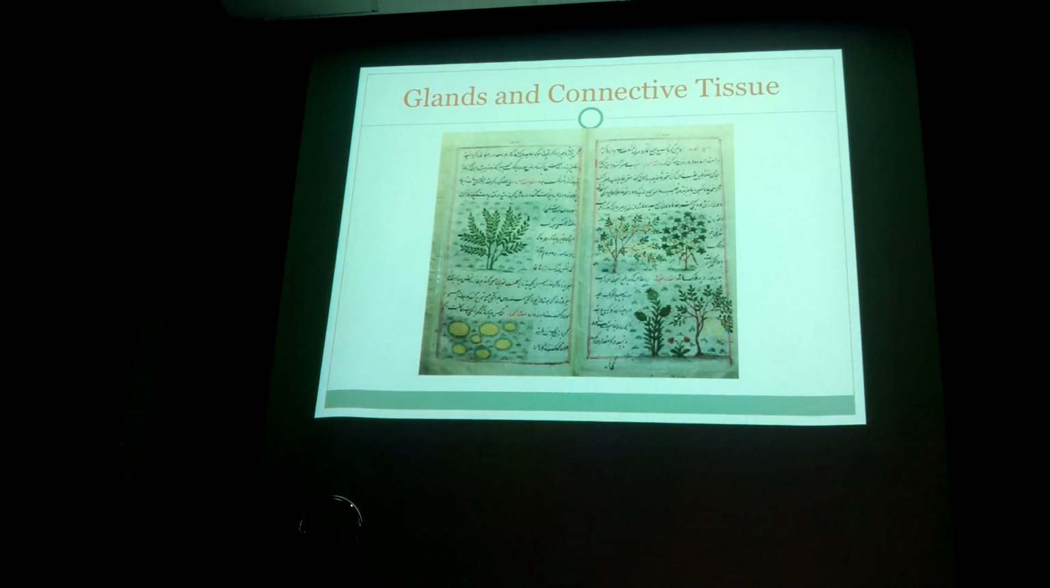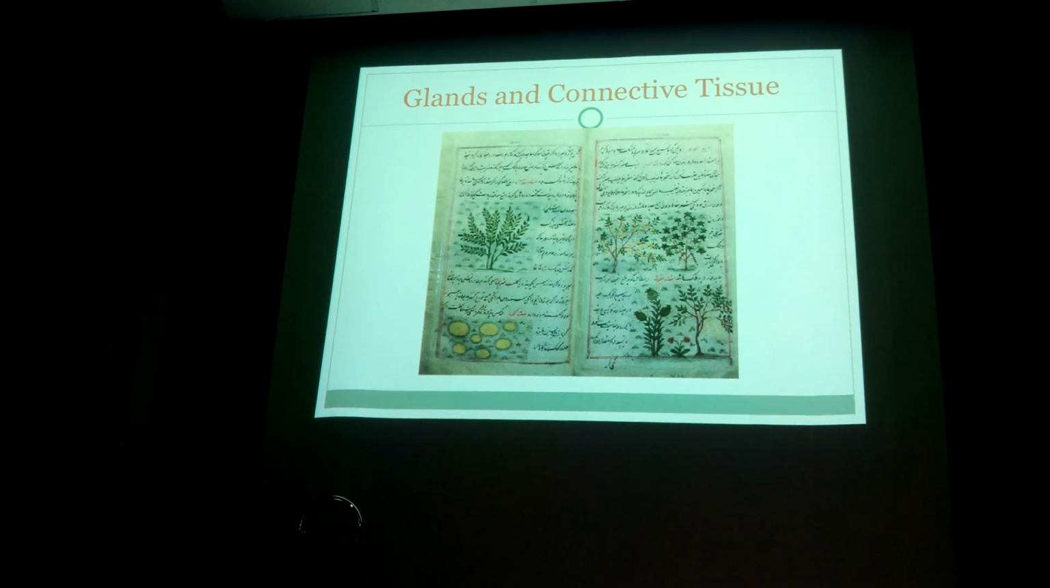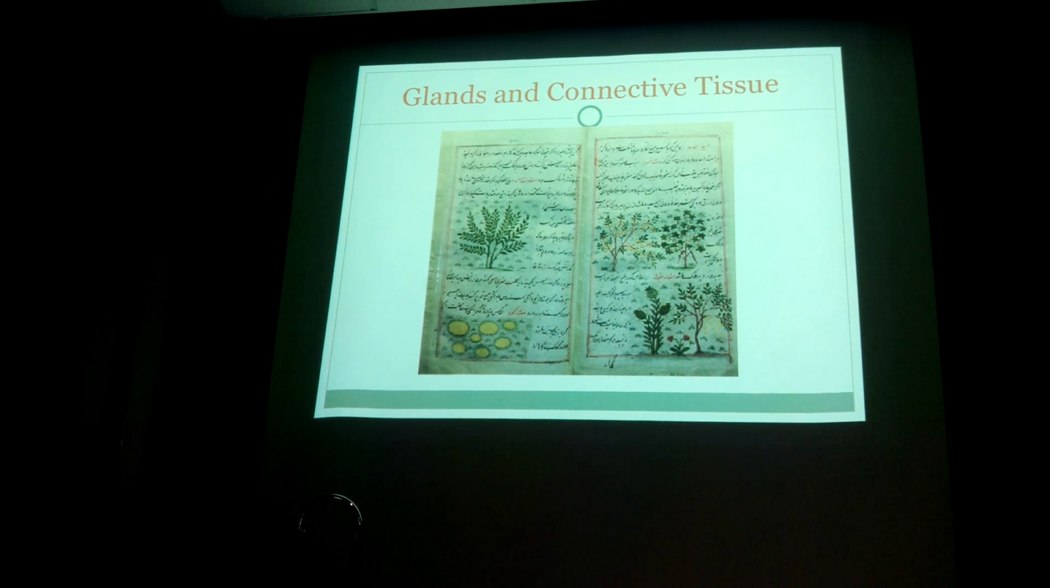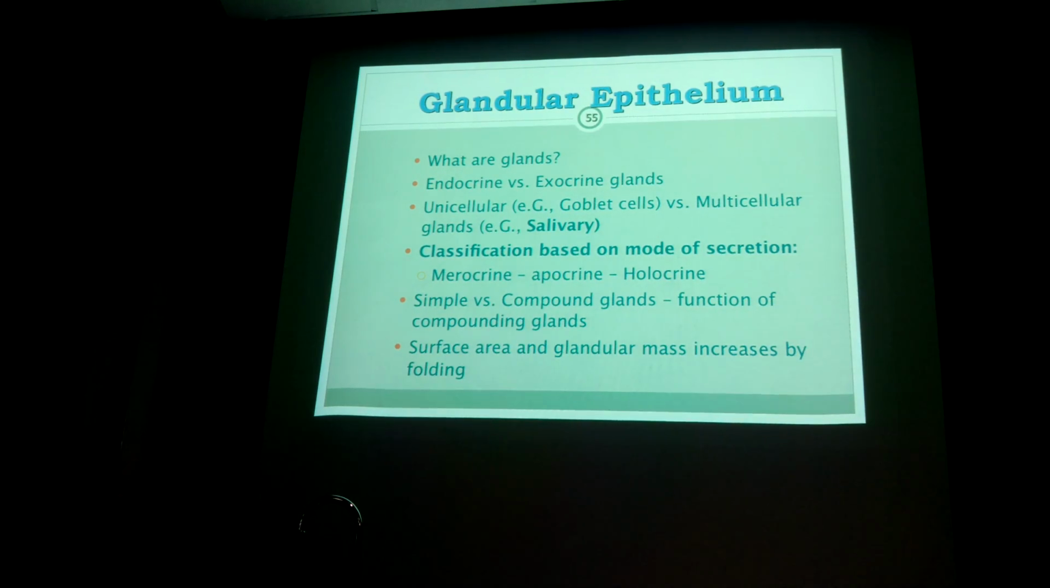Now, this is an old manuscript, which I just think is really pretty, and it's a botanical manuscript, and I think it is from the Arab world. I was looking for a picture that looked like glands, and glands do kind of look like plants. If you think about what plants are doing, they're moving water from the ground and the sun, and it's kind of what glands are doing. They're moving products from one place to another to help the tissues grow, just like plants.